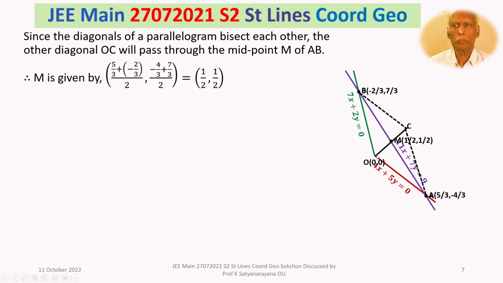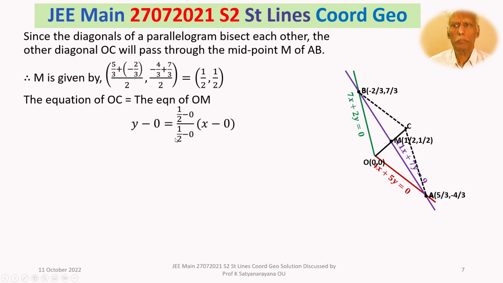So the equation of OC, that is the other diagonal, is equal to the equation of OM, and we use O. This OM is the line joining (0, 0) and (1/2, 1/2). So use the two-point formula: y - y1 = (y2 - y1)/(x2 - x1) times (x - x1). Here (x1, y1) is (0, 0) and (x2, y2) is (1/2, 1/2). Substituting in this, we get the equation of OC as y = x.